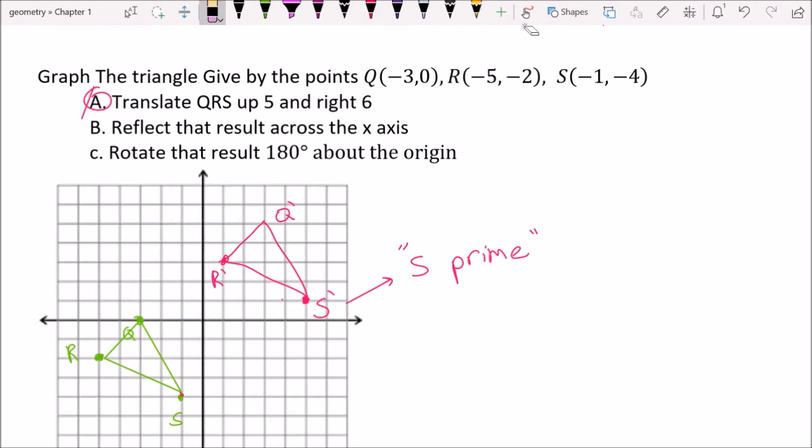Now we're going to do a reflection. I'll do my reflection in purple. So reflect that result, so we're reflecting the thing in red, across the x-axis. Now the x-axis is this one. So remember, this is like flipping or mirroring. Those mean the same thing as reflecting. We're going to flip this onto the other side of the axis. So here's how I do that.